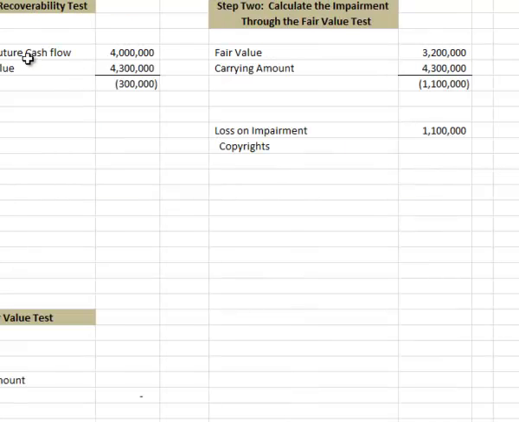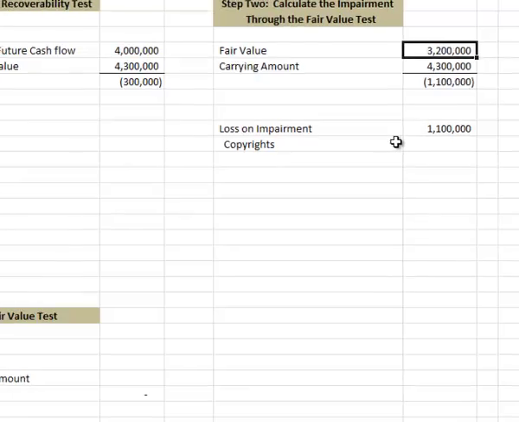It's worth noting that the future cash flows is not a discounted amount. That is a gross amount, just simply adding up all the future cash flows. We compare that to the carrying amount to determine whether or not we fail or pass the recoverability test. In the next step, we actually calculate the loss. And because we failed the first test, we moved on to the second step and we compared the fair value, which is a discounted amount, to the carrying amount.